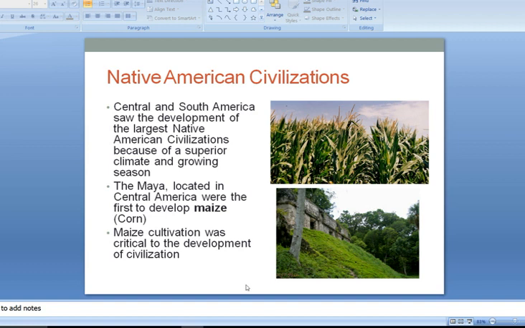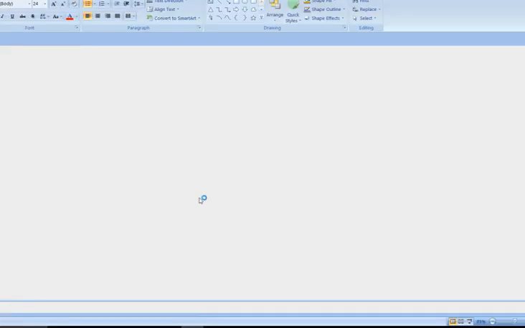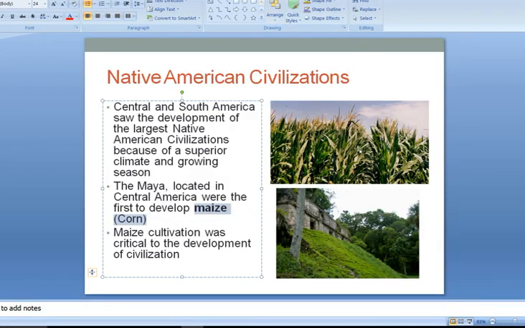And one of the things that they developed that we still use today is maize, which we call corn. So we eat a lot of corn today. Corn was not available before the Europeans got here, so we want to keep that in mind. The Maya are going to be the ones that develop corn. They're going to nurture it. Basically, it started out as a flower, it was inedible.